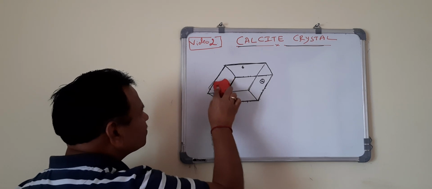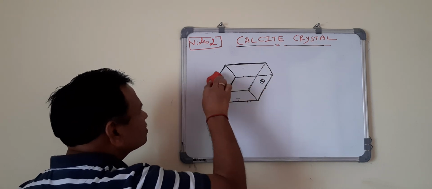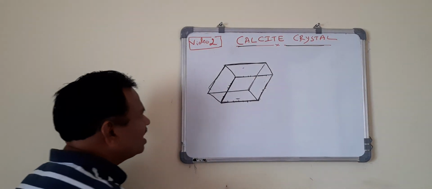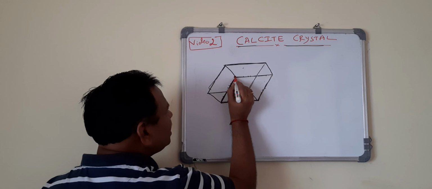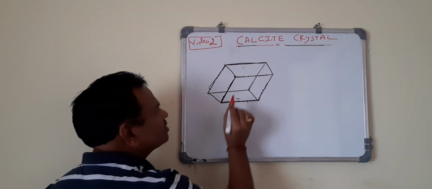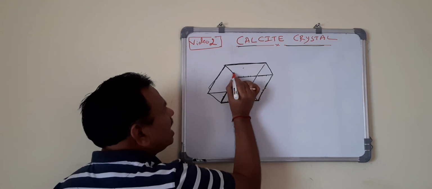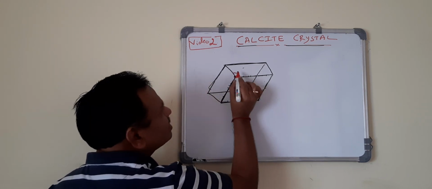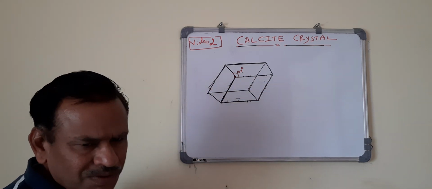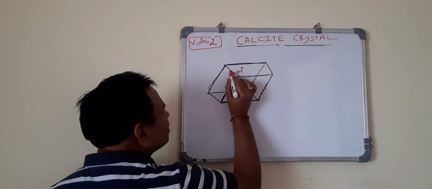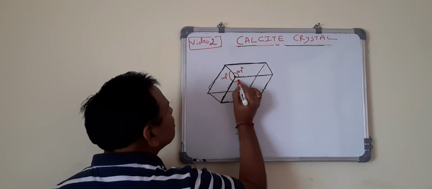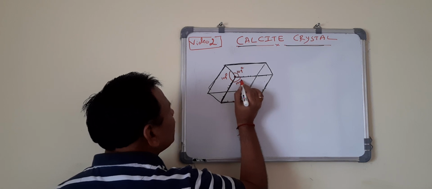Now see the beauty of this. At this point, 3 axes are meeting: x, y and z. The angle between any two axes is 109 degrees. Some books have given 112 and so on, but it is 109 degrees. This is also 109 degrees. This is also 109 degrees, students.